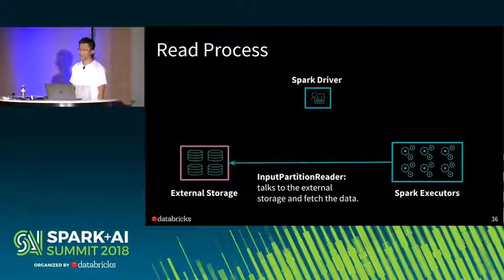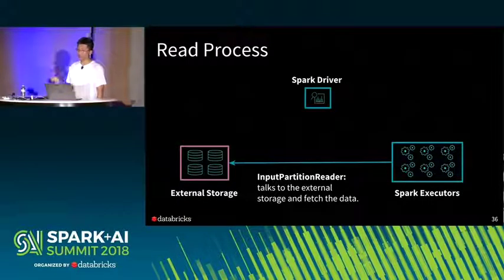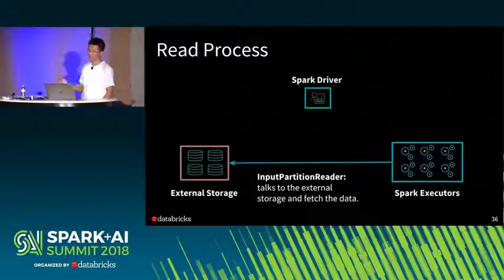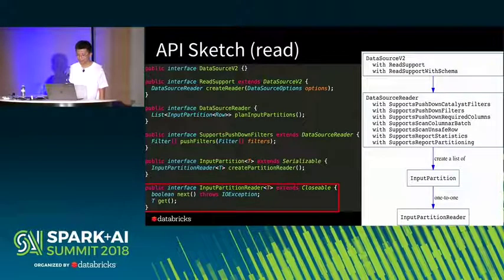And then at the Spark executor side, we have the input partition reader, and it should probably talk to the external storage and fetch data one by one, and the data will be later fed to Spark to begin processing. And this logic should be implemented by the interface InputPartitionReader, and it's kind of like an iterator, with a next and a get method.